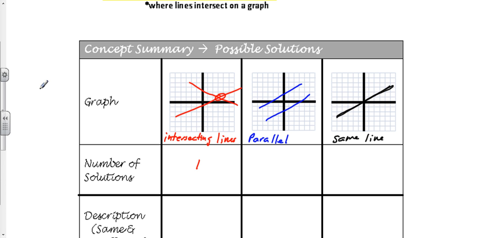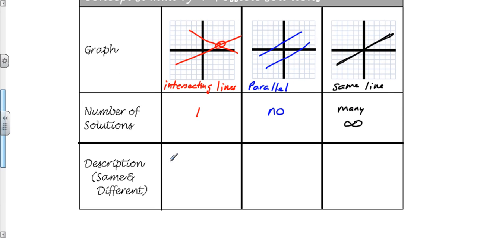If they're parallel, there is no solution because there's no point of intersection. And if they are the same line, then we have what's called many or infinite, which is the sideways 8, number of solutions because every point they touch. So every point is considered a solution.